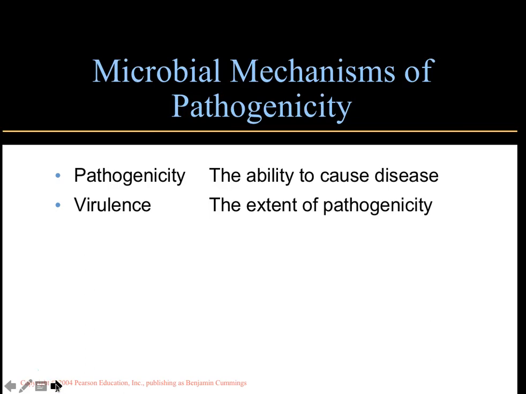So when you're talking about pathogenicity, you're talking about the ability of the microbe to cause disease. And the virulence is the extent. So if something is very virulent, then it's much more dangerous than something that is less virulent. Avirulence would be a microbe that doesn't cause disease.